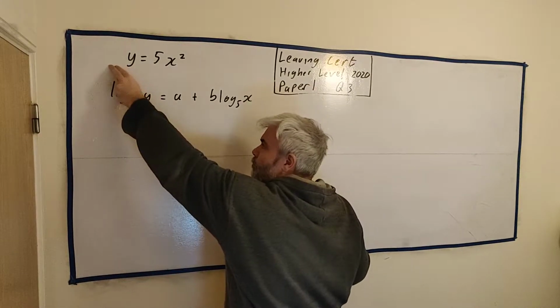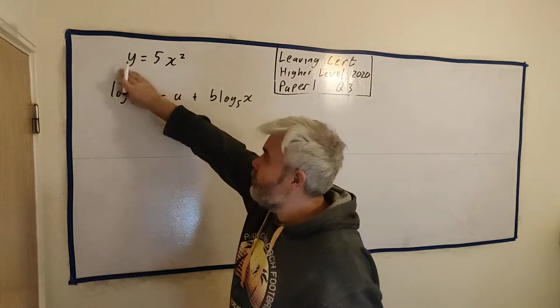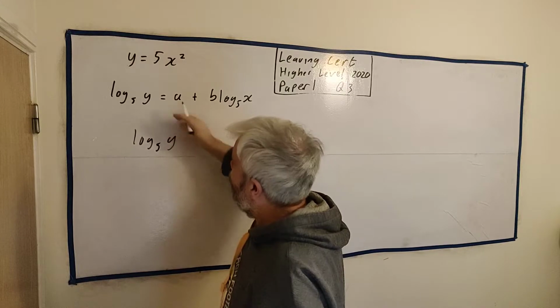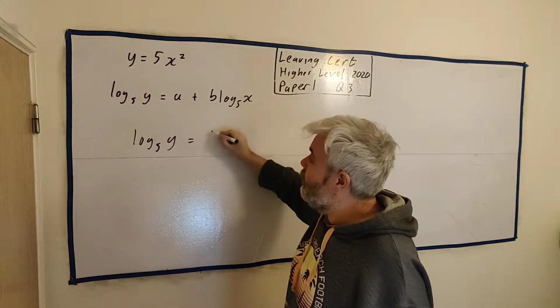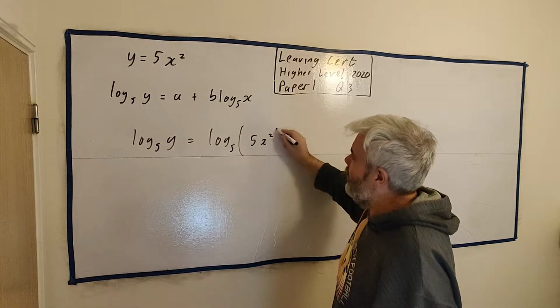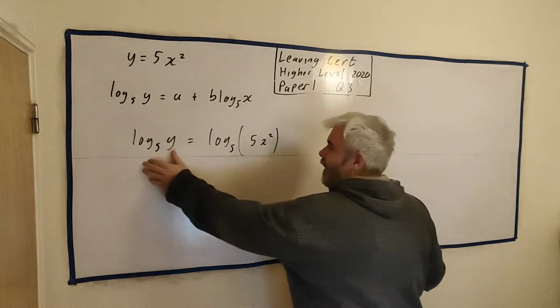We just take log to the base 5 of y. Now, if you're going to do something to one side of a function, I think we all know by now that we better do it to the other side. So log to the base 5 of the other side, 5x squared. That's fair game. We did it to the left, we did it to the right.